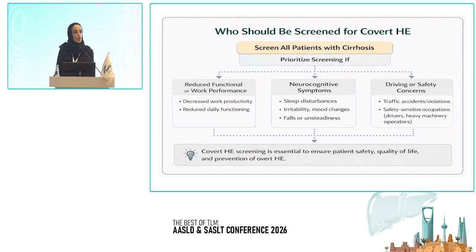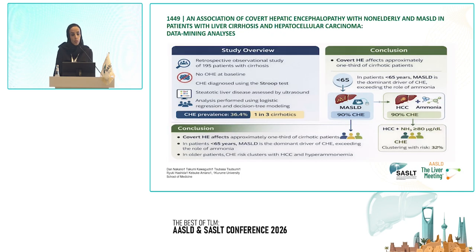So, should we screen all of our patients for covert HE? Ideally, we need to have at least a baseline test for all cirrhotic patients, with priority for those who have significantly reduced functional or work performance, those with neurocognitive symptoms, or who have driving or safety concerns.